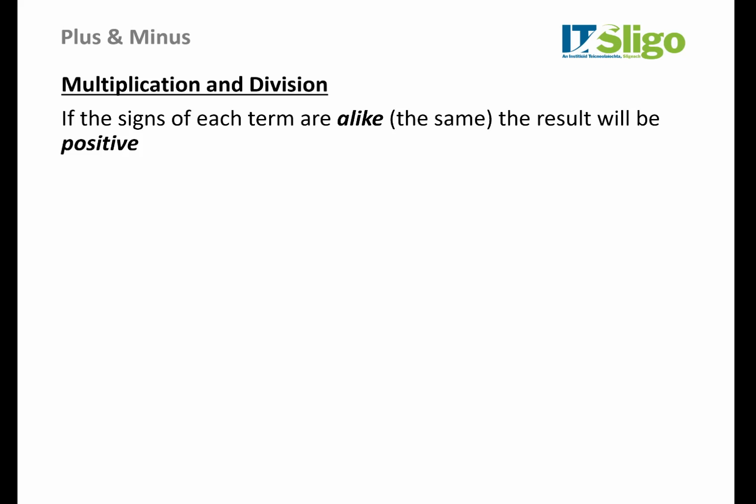So that was addition and subtraction. Now we're going to take a look at multiplication and division. So if the signs of each term are alike, the same, then the result will be positive. So like signs, or if the signs are the same, your answer is always going to be positive.